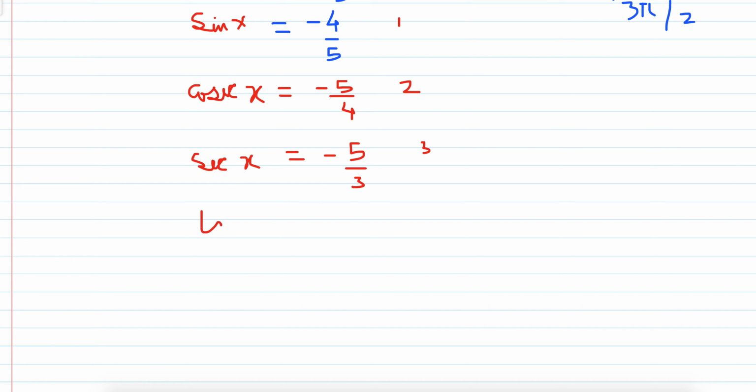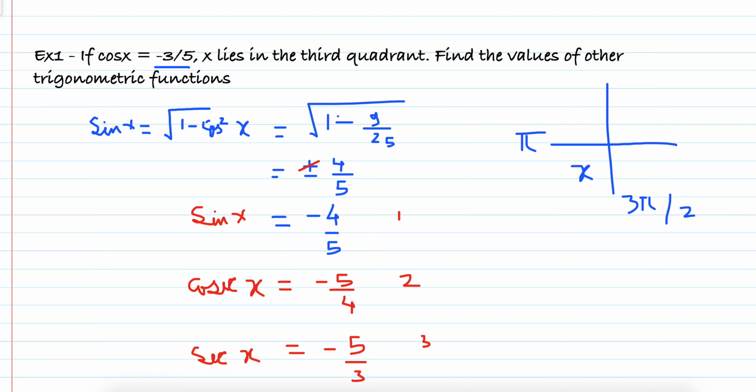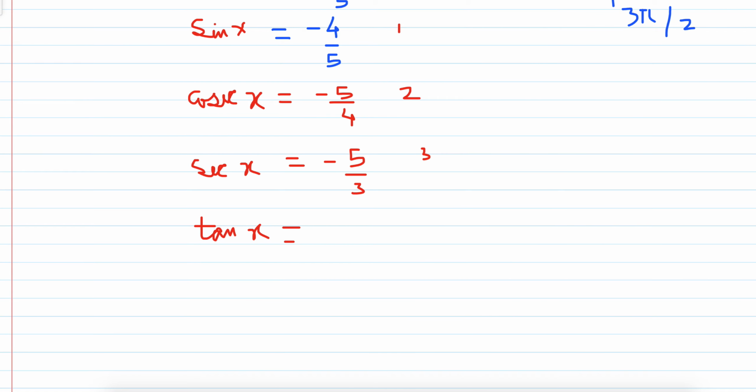Now we need tan. Tan is equal to sine upon cos. Sine is minus 4 upon 5, cos is minus 3 upon 5, so it will be 4 upon 3. And cot x is equal to 1 upon tan x, so 3 upon 4.